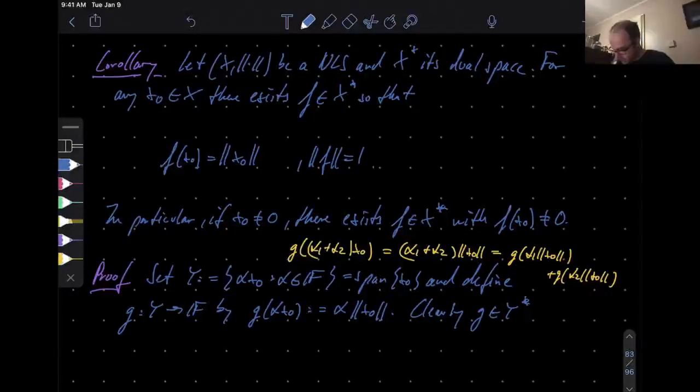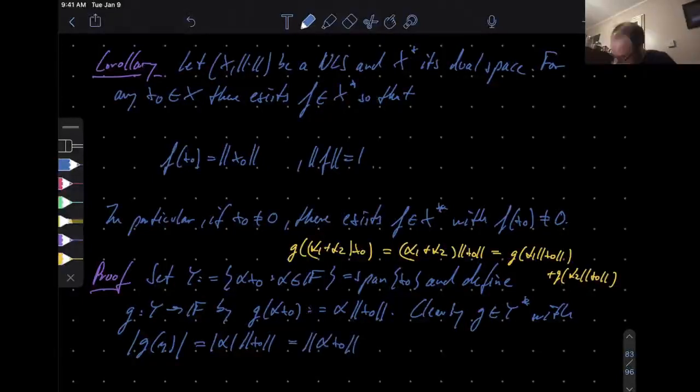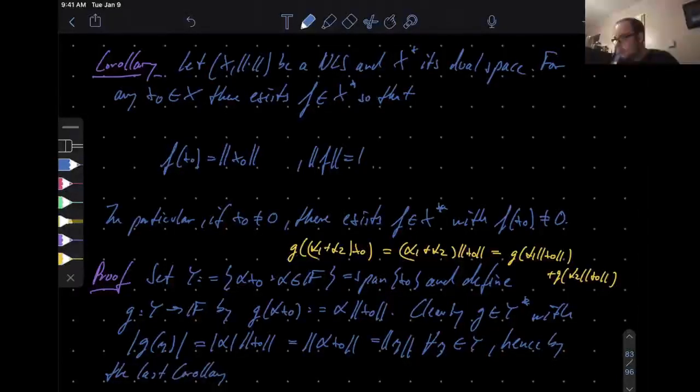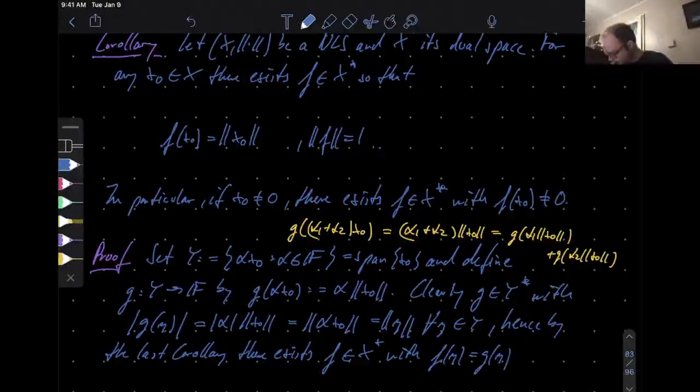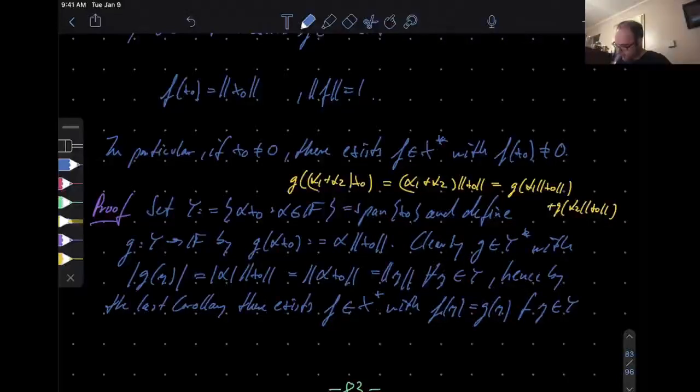Moreover, if you now take the absolute value, or complex multiples, of G of y, then you have alpha times the norm of x naught, and by the norm properties this alpha goes in, and this is the norm of y. So you have this for all y in y. Hence, by the last corollary, there exists f in the dual space of all of X with f of y equals G of y for y in the subspace, that subspace that I defined.